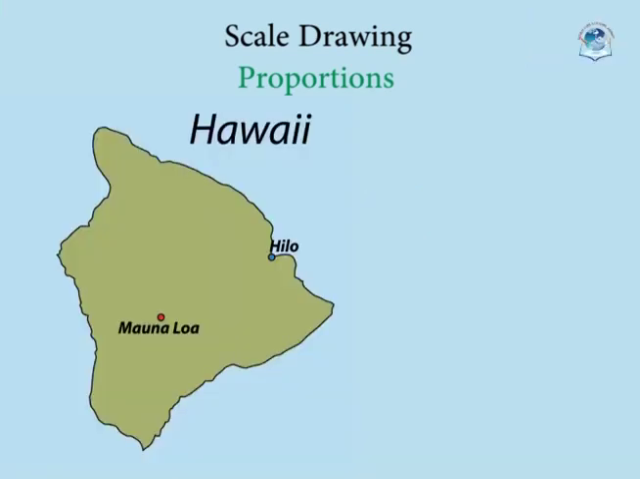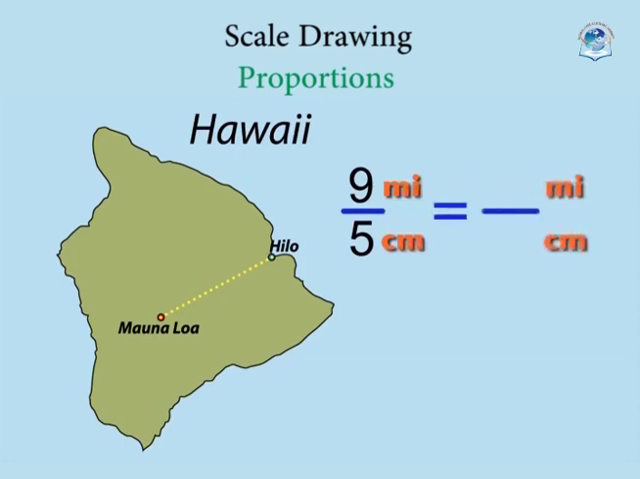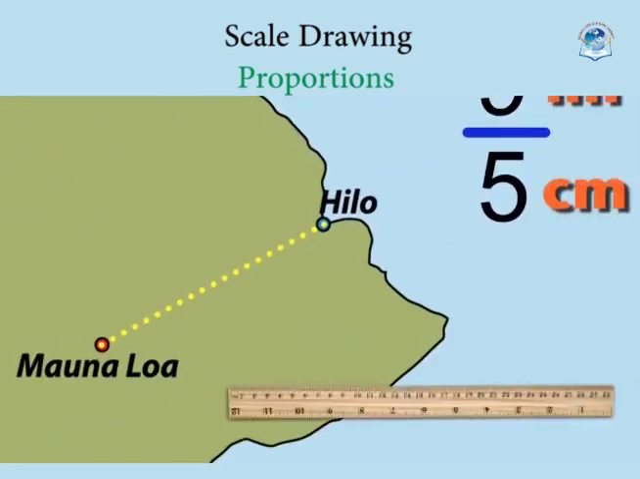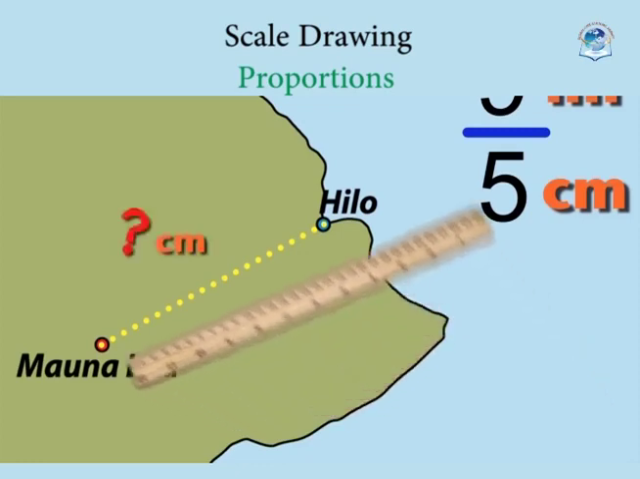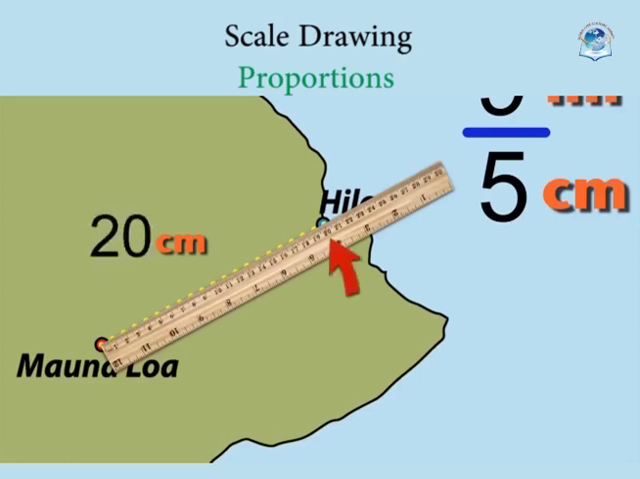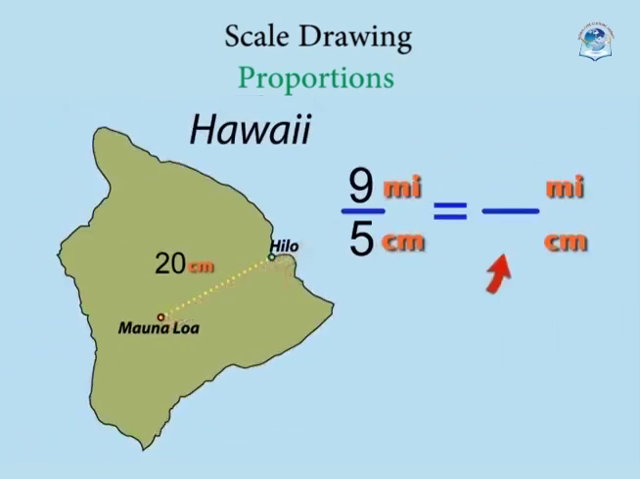Suppose we want to know how many miles it is from Mauna Loa to Hilo. We can set a proportion to work that out. The ratio that we already know is 9 miles over 5 centimeters. Now, we only need to set that equal to an equivalent ratio that has the unknown distance. Because we have the map, we can use a ruler to measure how many centimeters it is from Mauna Loa to Hilo. It looks to me like 20 centimeters. And so the bottom number of the equivalent ratio is 20 centimeters. And the top number is the number of miles, which is unknown.